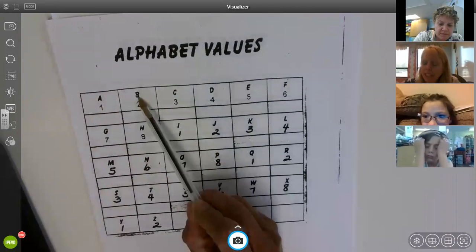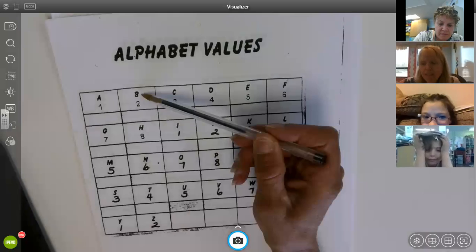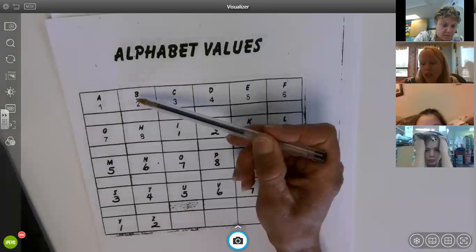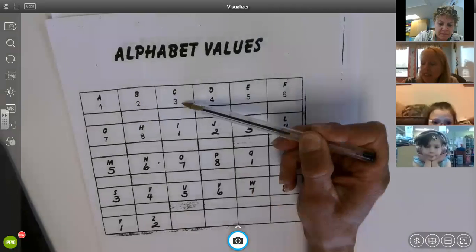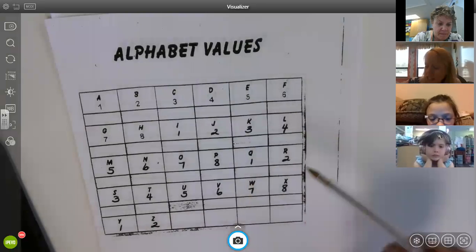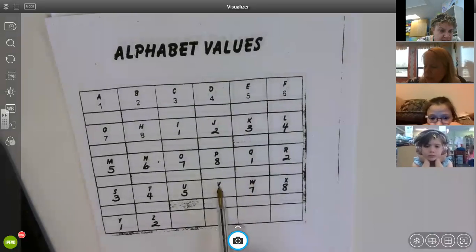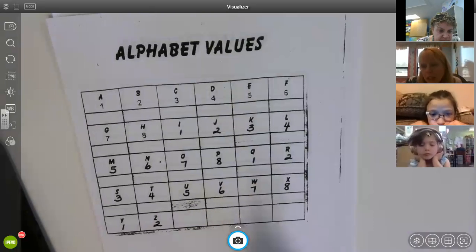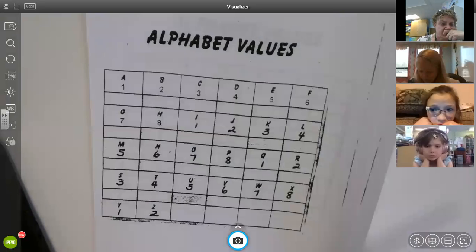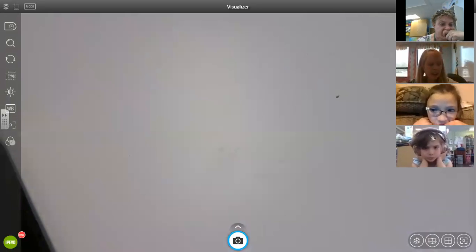The way you read it is you just look at the letter, find the number below, and you will see the value of that letter. So B is 2, C is 3, D is 4, E is 5, F is 6, and so on. Just to give you an idea, if I come down to the letter V, it's worth 6 points, we could call it.